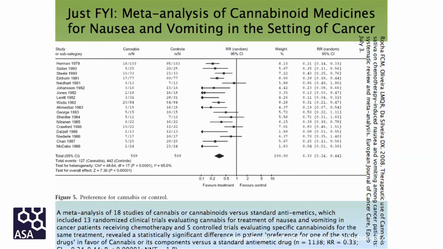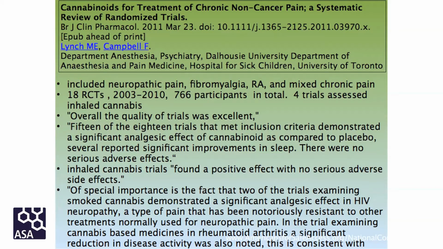This is 18 studies of cannabis and cannabinoids that were reviewed. So for the rest of this talk, I'm just showing how you do a history of medical cannabis research without saying, hey, these review articles showed, these hundreds of trials showed this benefit. This review article had 18 randomized controlled trials for pain with 766 participants in total. Four of the trials were inhaled cannabis. The other ones involved cannabinoids and cannabis extractions.